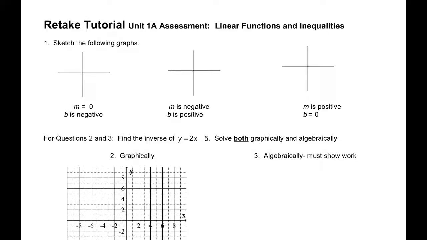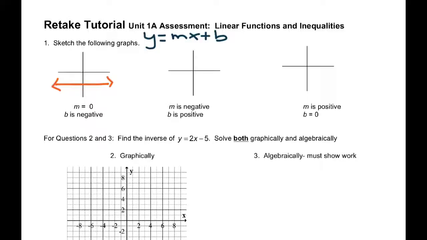This is the retake tutorial for the Unit 1A assessment. In the first question, you are to sketch the following graphs. You're given information about M and B, which comes from y equals mx plus b, our slope-intercept form. The first one says M is 0 and B is negative. M is our slope. 0 slope means horizontal. B is our y-intercept. Negative would be below the x-axis. So we would have a function that looks like that.